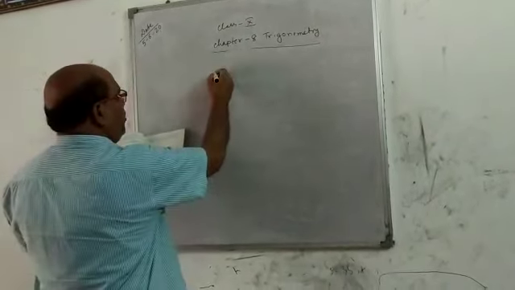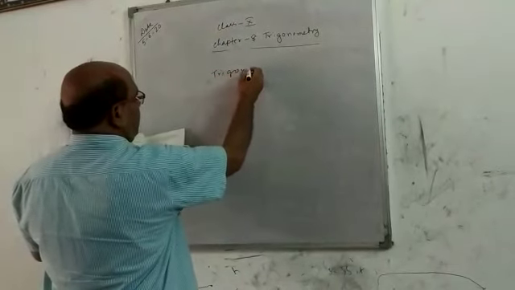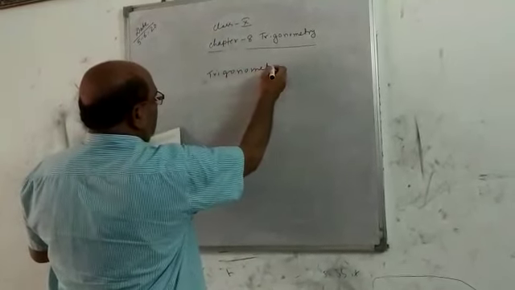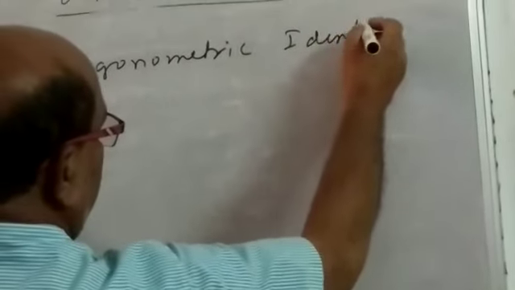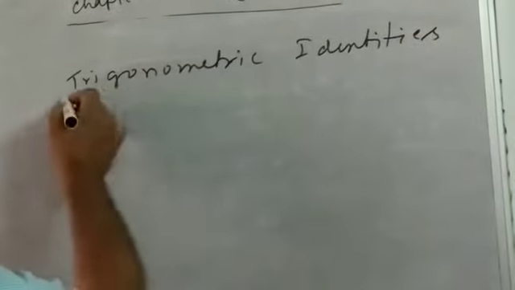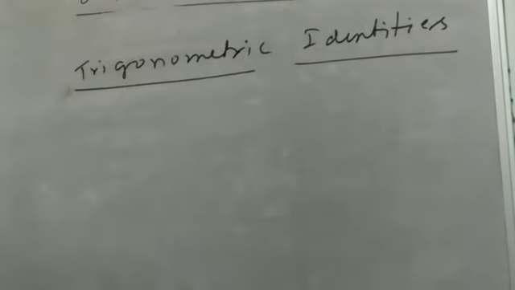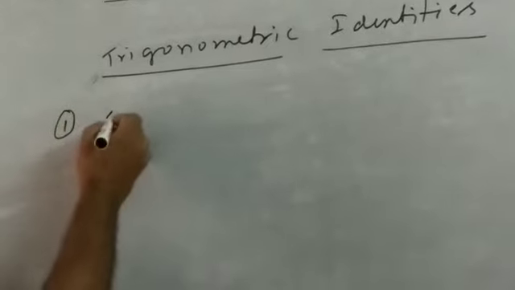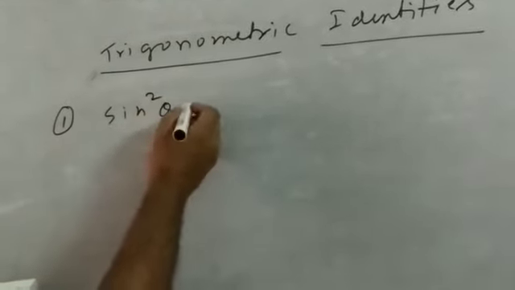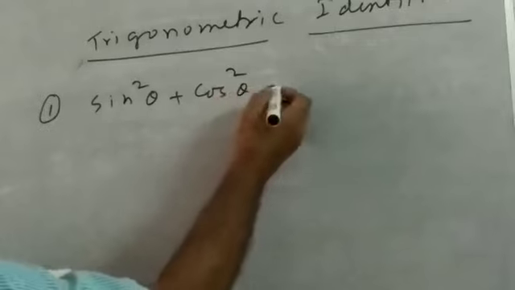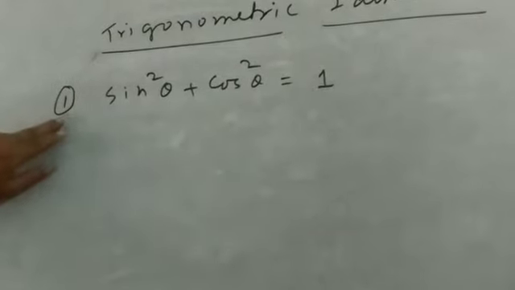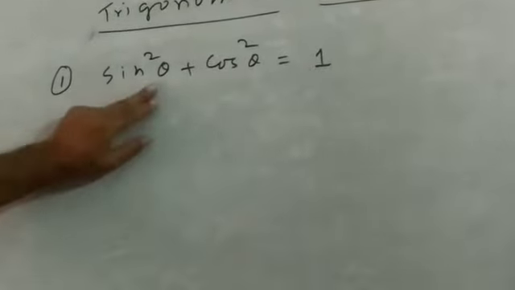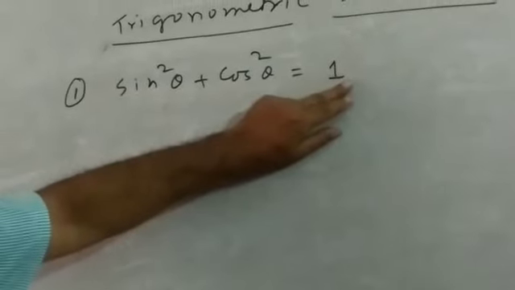So here are the trigonometric identities. Okay. So identity number 1 is sine square theta plus cos square theta is equal to 1. It is called identity number 1. Don't say it is identity number 2. It is identity number 1. Sine square theta plus cos square theta equal to 1.